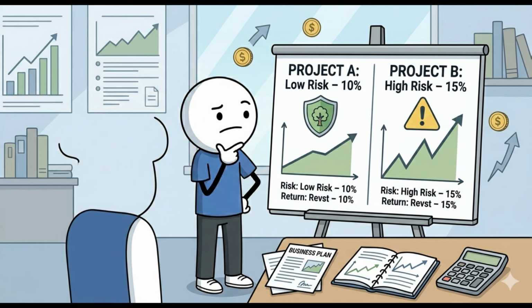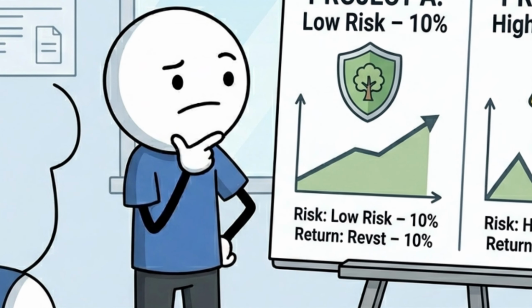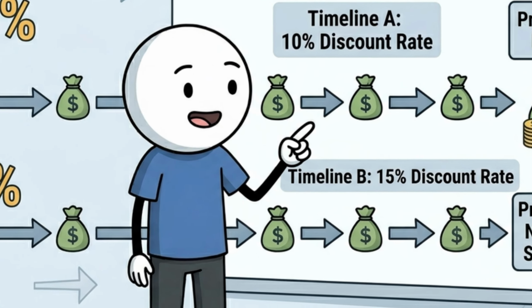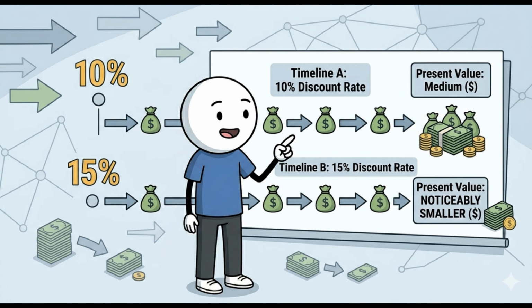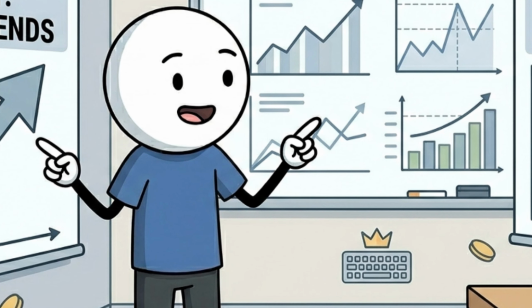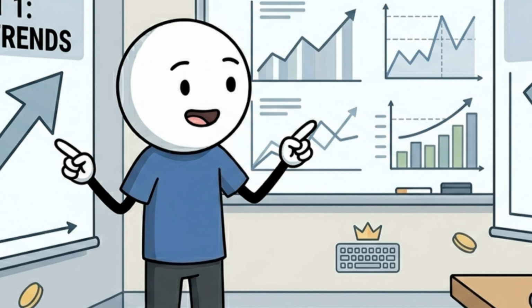If John's business is risky, or if he has other projects that could earn 15% interest, he should use a higher discount rate. A higher discount rate makes future money worth even less today. This is a fundamental law of finance. As the interest rate rises, the present value of future cash flows falls.